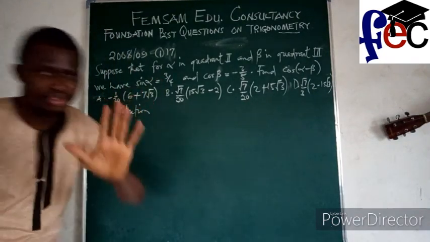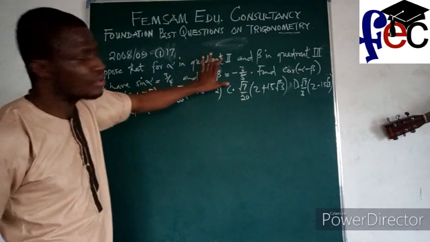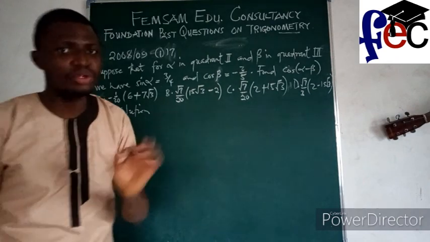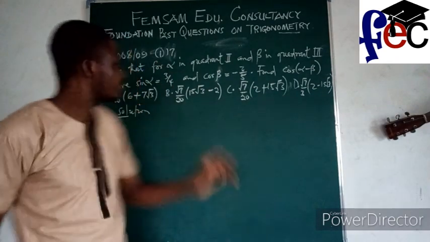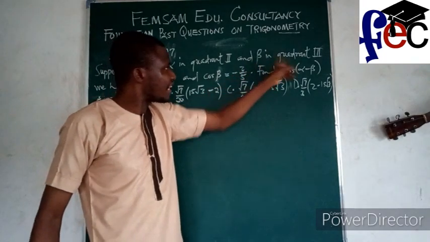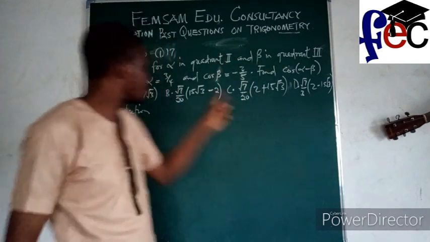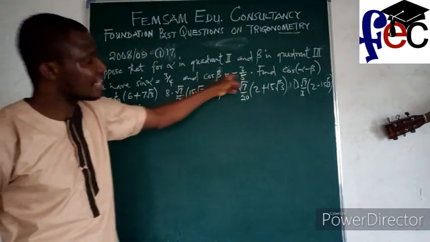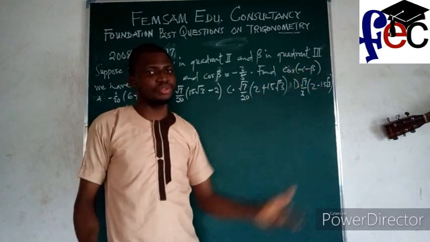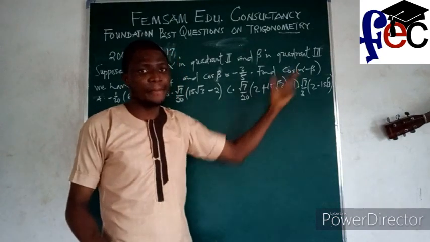Now, what they are trying to say is that alpha is in the second quadrant, and we know that in the second quadrant only sine of an angle is positive. That's why you see sine alpha is positive here. And beta is in the third quadrant. In the third quadrant, it is only tangent of an angle that is positive. That's why you see that cosine of beta is negative. Okay? So we have to find this trigonometric ratio of these compound angles.